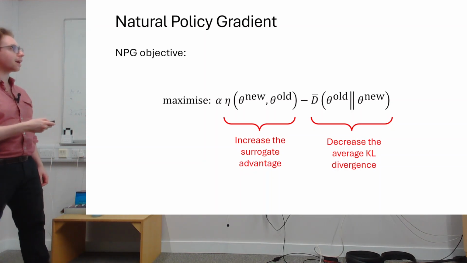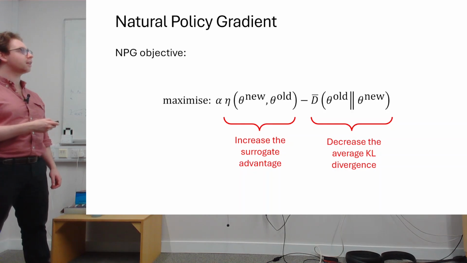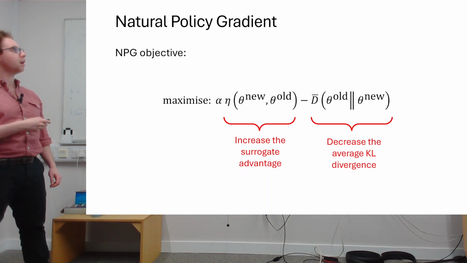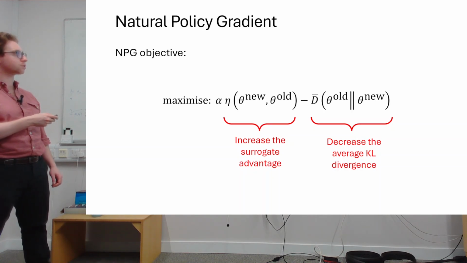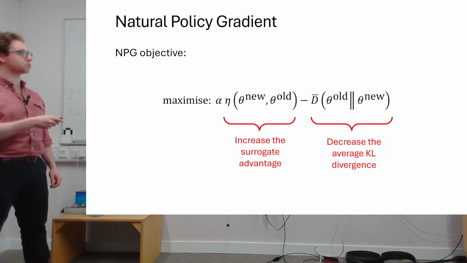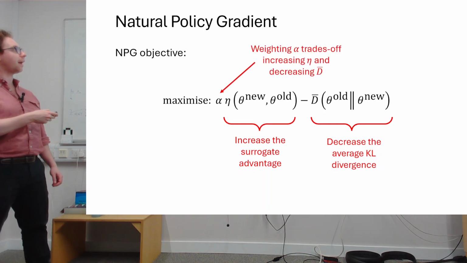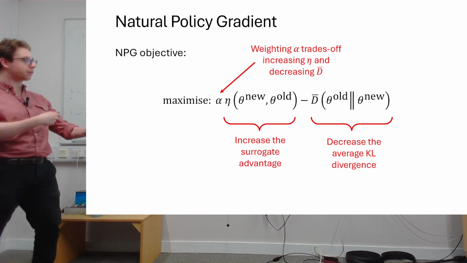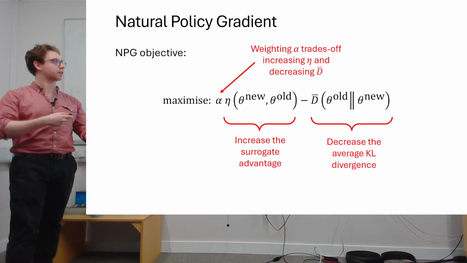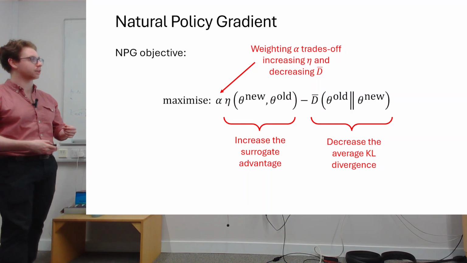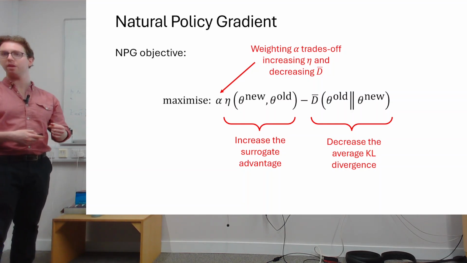If I let the average KL divergence get very high, this term will dominate and I won't do a good job of maximizing this objective. If I don't increase the surrogate advantage, then I won't maximize this objective. So I have to increase the surrogate advantage while simultaneously remaining close in this average KL divergence distance. And this alpha here is a weighting that trades off between increasing surrogate advantage and keeping d bar, the average KL divergence, low. All right? Any questions?